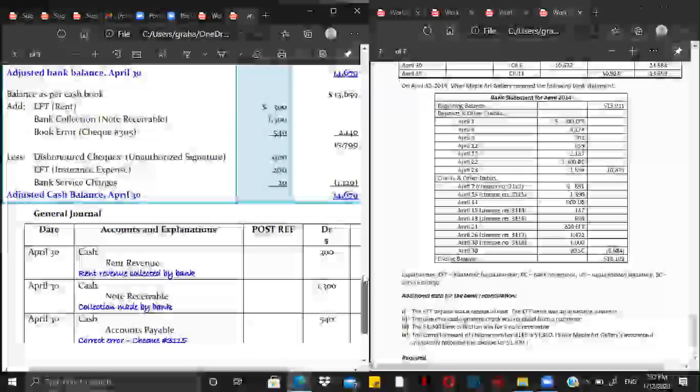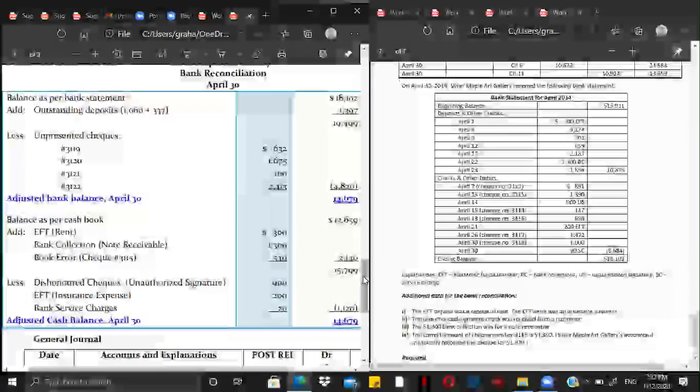This is one of the things that you're going to add to the cash balance. On the other hand, the EFT debit was an insurance payment. So now we're going to look at the debits in our bank statement, and we see a $200 electronic funds transfer. This is an insurance payment. Basically, this is us paying our insurance company.